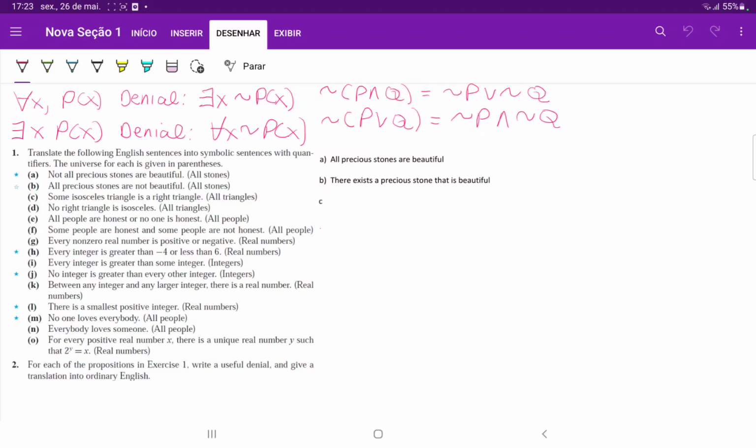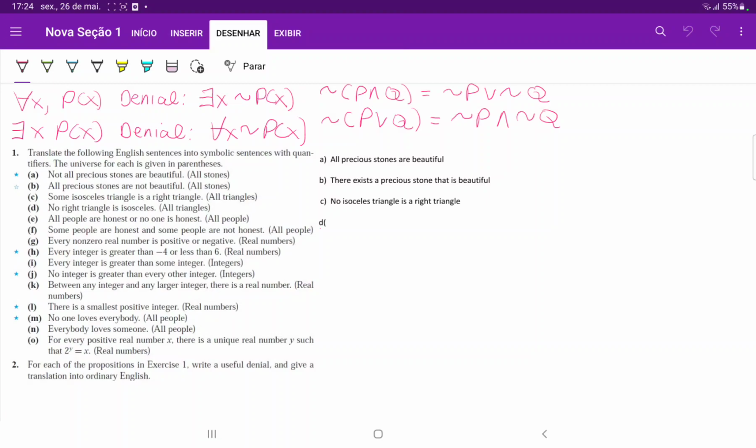For C, we have some isosceles triangle is a right triangle, so we have an existential, right? And to deny an existential, we need to use the universal. So we're saying no isosceles triangle is a right triangle, because now we're saying for all the triangles, right, none of them have property p of x, with p of x being right triangles.